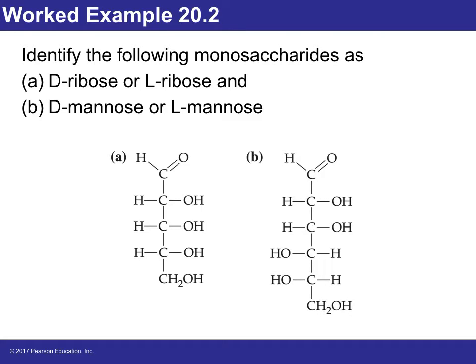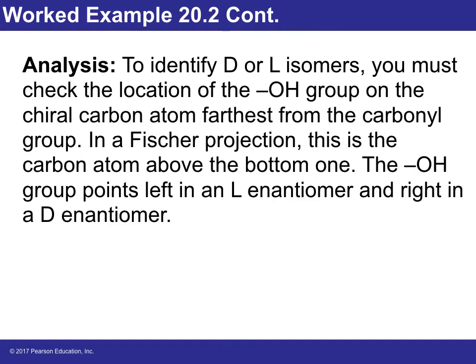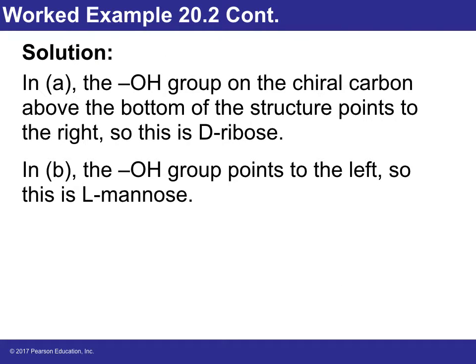The OH group pointing left is an L enantiomer, and when it points to the right side, it's a D enantiomer. So the solution here in A, you see that the OH group is pointing to the right, so it's D-ribose, and the second one is L-mannose because the OH is pointing to the left.